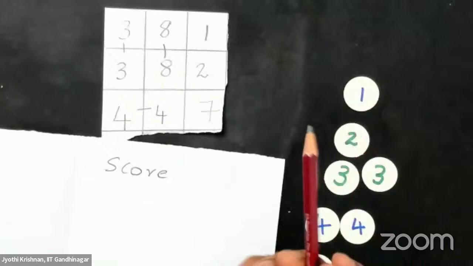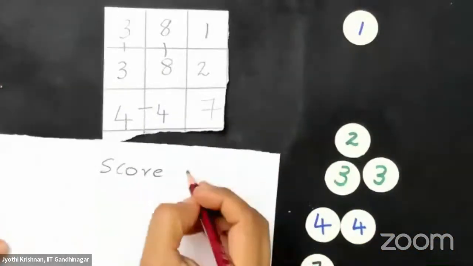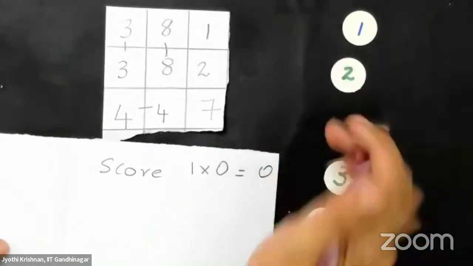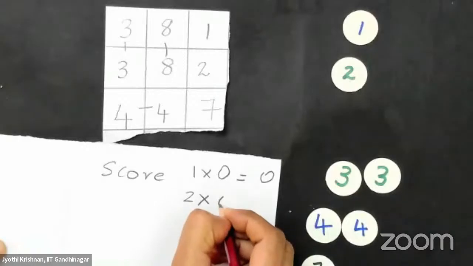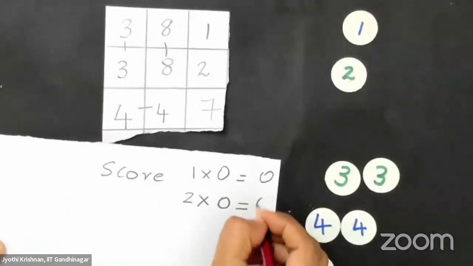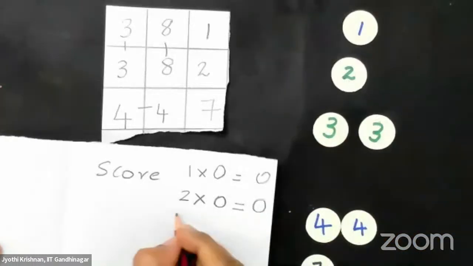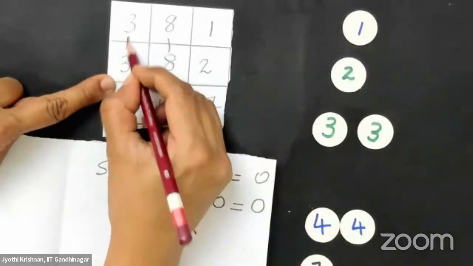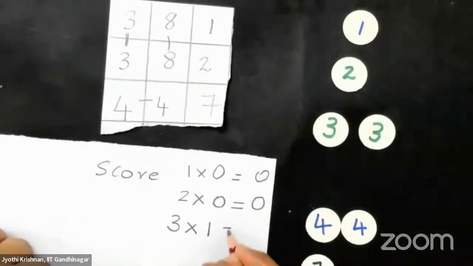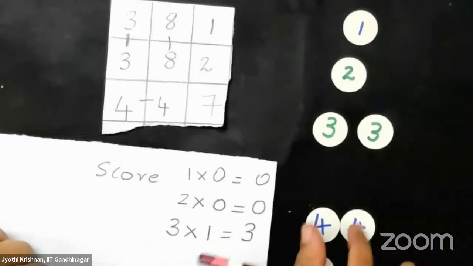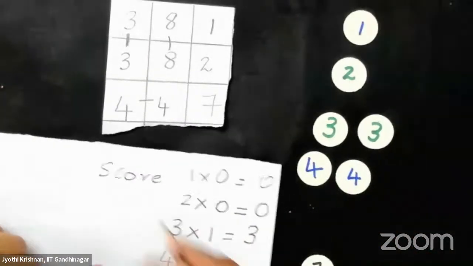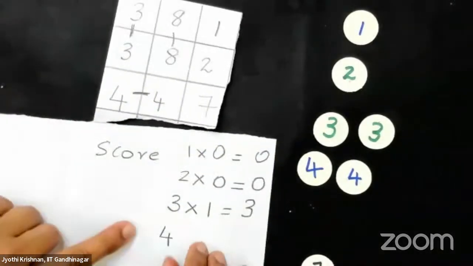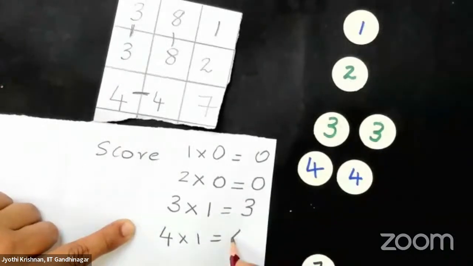Okay, so 1 came only once. So no points. 1 time 0 is 0. 2 came only once, and there is no link. So 0 points. Now 3 was 2 times. So how many links are there? 1 link is there. So 3 times 1 will be 3. Then 4. How many links are there between the 4? 1 link. So 4 times 1 is 4.